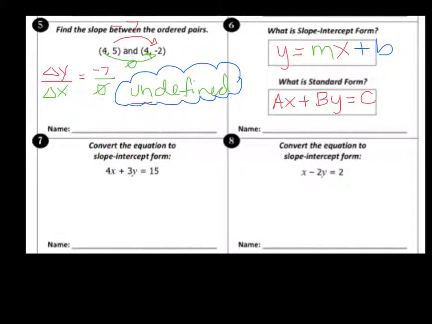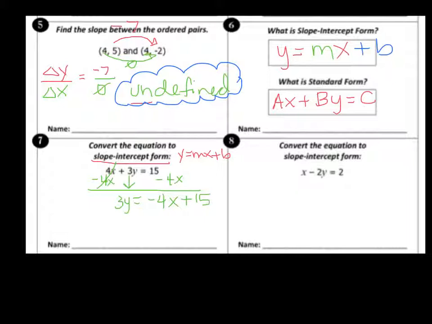So as soon as I see the word slope-intercept form, I know that I'm wanting to write this as y equals mx plus b. Okay? So looking at this problem, if I'm trying to get y by itself, step 1 is to subtract 4x from both sides. Because how I move something is by doing the opposite of what's being done. So I have 3y equals -4x plus 15.